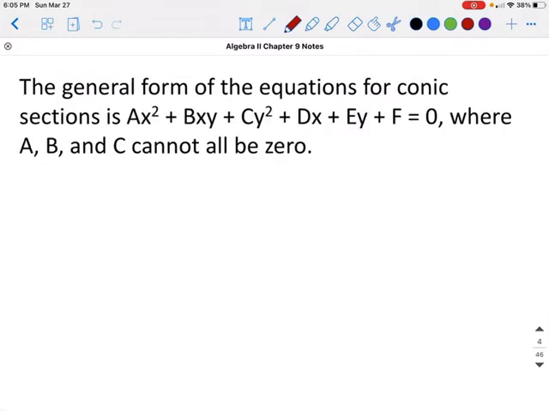Now the general form of the equation for conic sections is ax squared plus bxy plus cy squared plus dx plus ey plus f is equal to 0. In these equations, you just can't ever have it where a, b, and c are all equal to 0. So for it to be a conic section, at least one of them still has to be present.